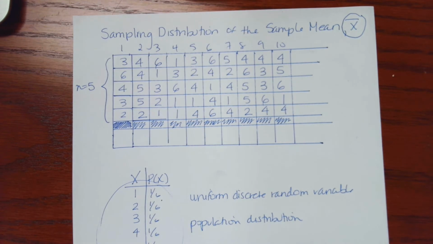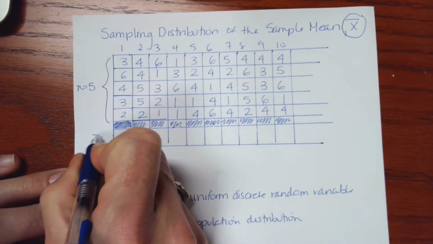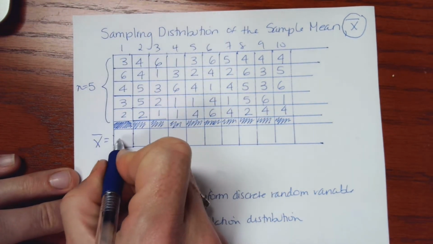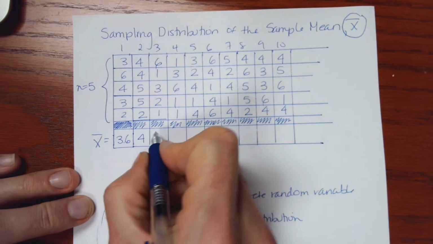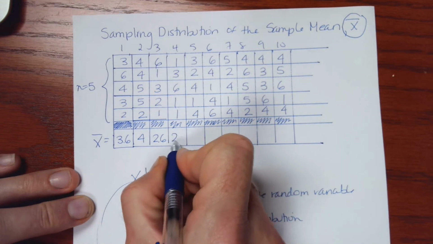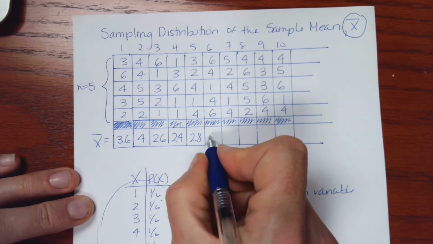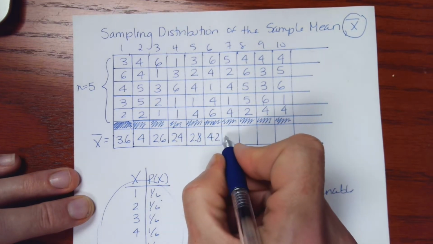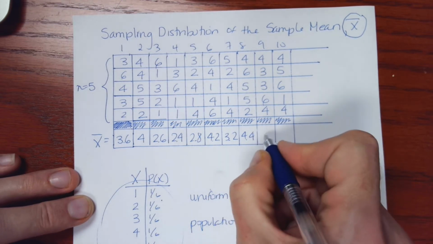All right, so I've actually done a little bit of this work ahead of time. For the first sample, the mean, this is going to be x bar, was 3.6. For the next sample, it was 4. This is 2.6, 2.4, 2.8, 4.2, 3.2, 4.4, 4, and 4.